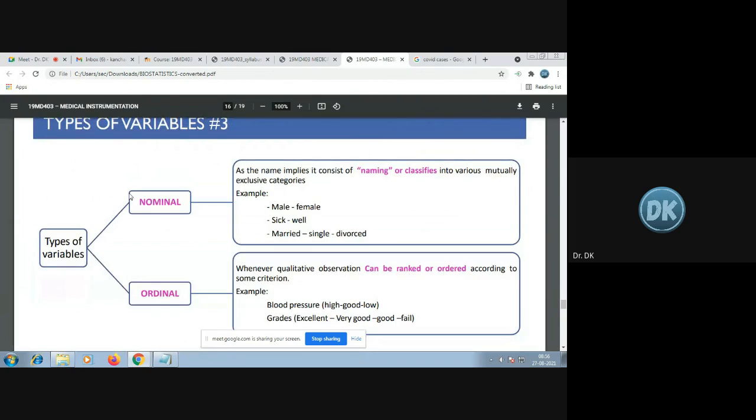Third one is nominal and ordinal. So nominal refers to the naming category. For example, male and female, sick, well, married or single. So these are the nominal variables. So you give a name to that variable, right? So that is nominal. Ordinal is you can rank or order the data.